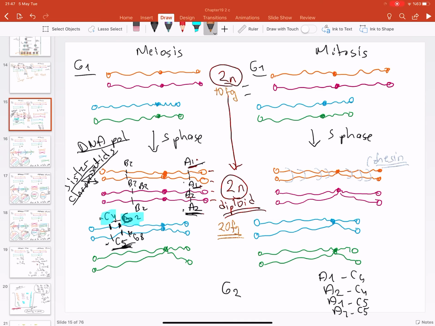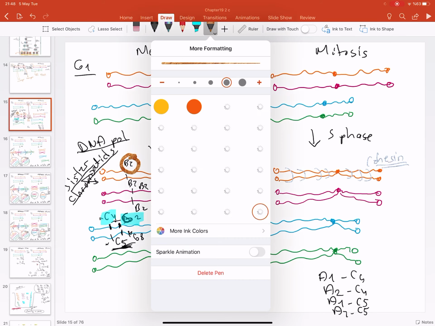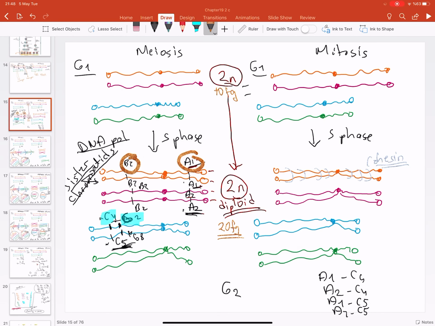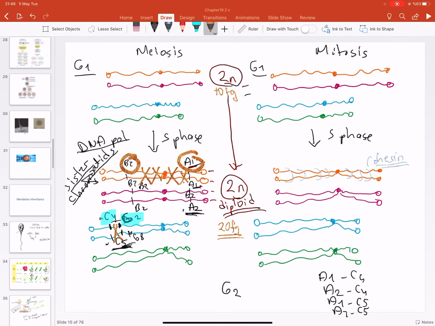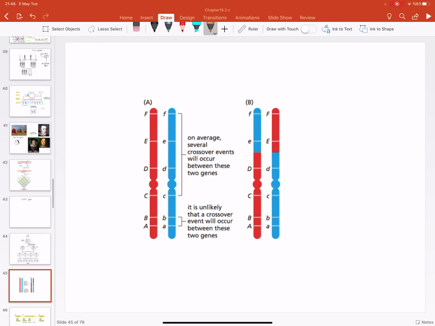Now, check these alleles, A and B. They are localized on two different arms of the chromosome. So most possibly they are going to experience a crossing over event between them. So they are also going to segregate independently, A and B. But will there be a crossing over between C and G? We don't know. And if they are really close, a recombination between them is quite unlikely. So in this case, we say that these genes are linked.